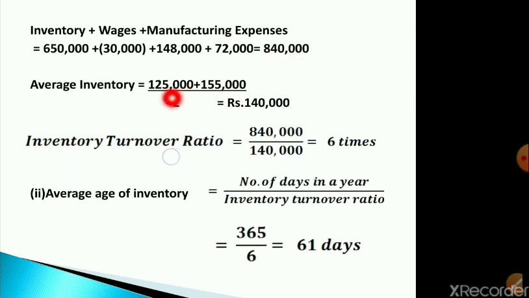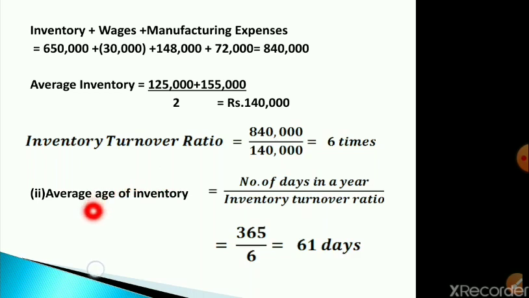Average inventory: opening inventory 1,25,000 plus closing inventory 1,55,000 divided by 2. This will give us rupees 1,40,000. So putting it in the formula, inventory turnover ratio is equal to COGS 8,40,000 divided by average inventory 1,40,000, which is equal to 6. So the answer will be 6 times. That means 6 times the inventory is sold in that particular year.